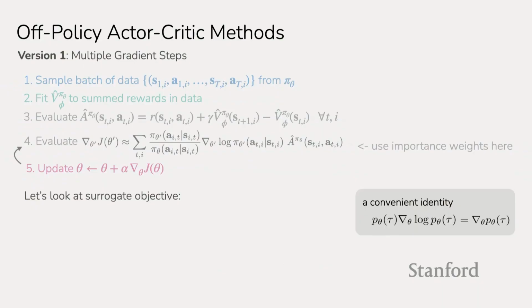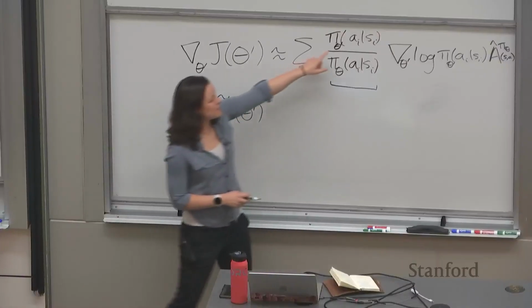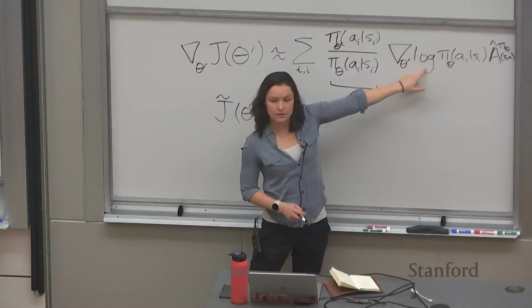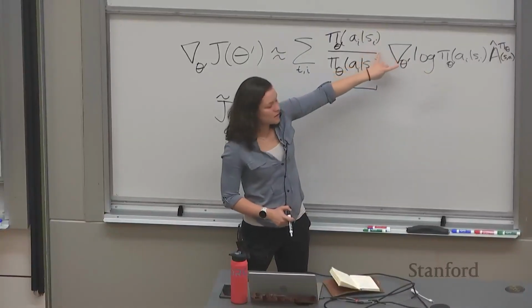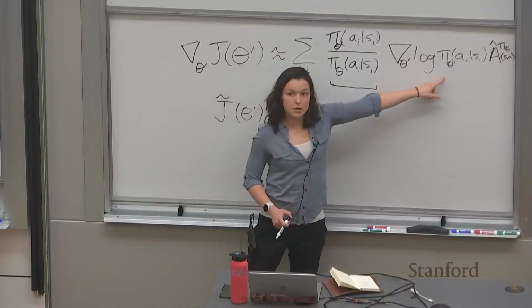Now, to do that, we can remember that we have this convenient identity where a probability times the grad log of a probability is equal to the gradient of the original probability. This is the same log trick that we've been seeing, that we used to formulate the original policy gradient objective. And the way this comes in handy is that we see this pi grad log pi right here, and so this is equal to the gradient of pi theta prime.